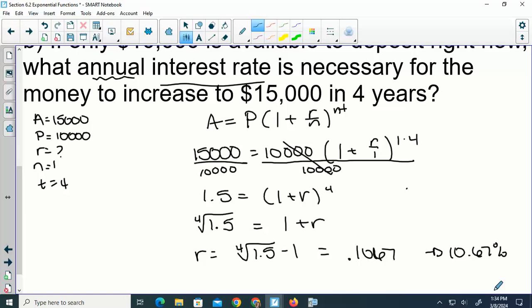Are there questions on that? In general, what's going to happen? The more often you compound, will you get more or less interest? More. The more you compound, the more interest you get. What's the most we can compound?